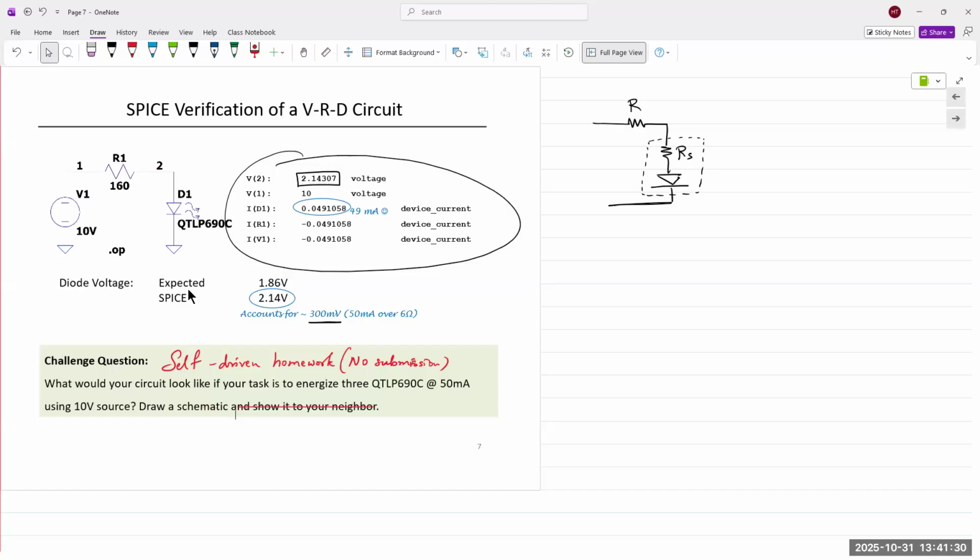The question being asked is, does the SPICE simulation ignore the RS or does it take it into account? It takes it into account. We ignored it in our manual calculation. The SPICE simulation takes it into account. So RS is set in there.